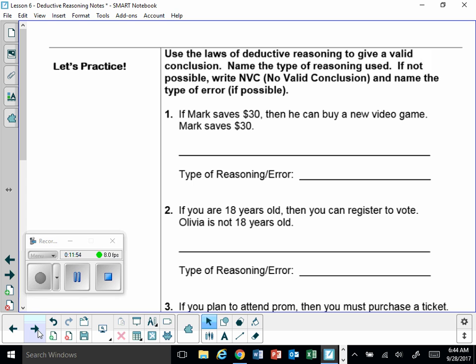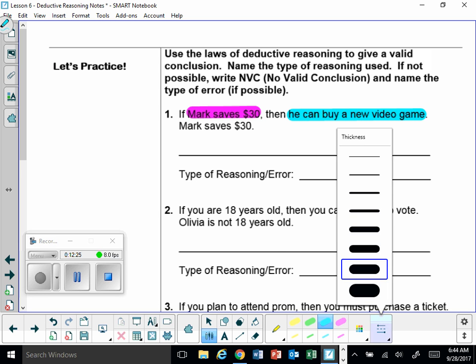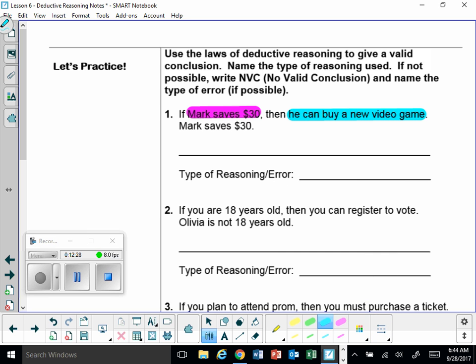So let's try a few of these. Use the laws of deductive reasoning to give a valid conclusion. Name the type of reasoning used. If not possible, write no valid conclusion and name the type of error. Okay, if Mark saves $30, that's my hypothesis, then he can buy a new video game. That's my conclusion. Mark saves $30. Is that the hypothesis or the conclusion? That's the hypothesis.